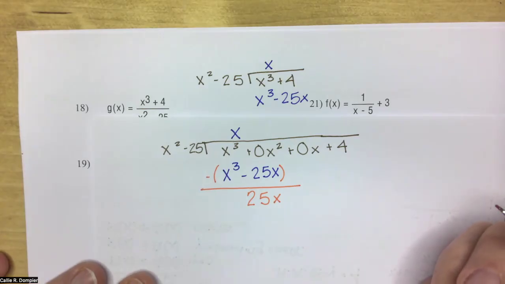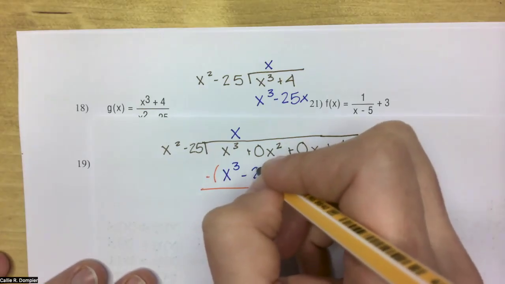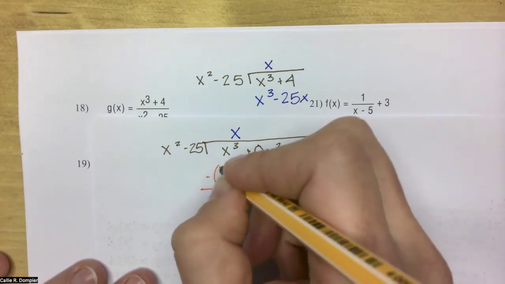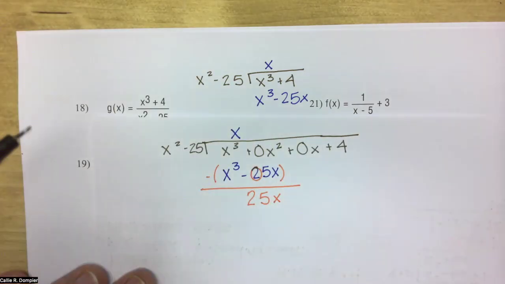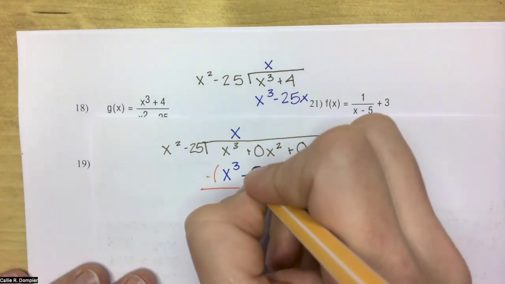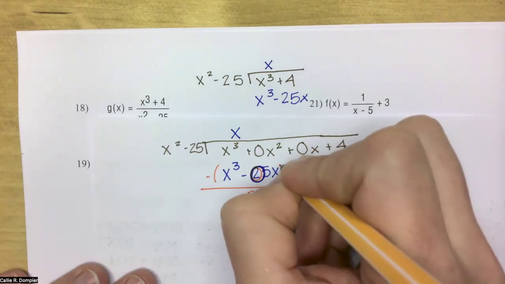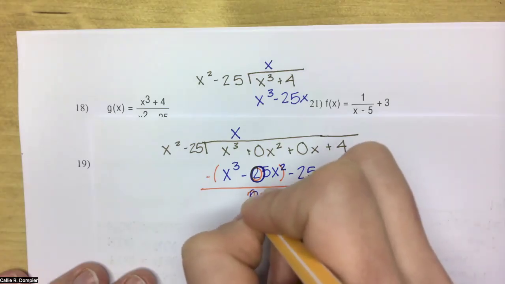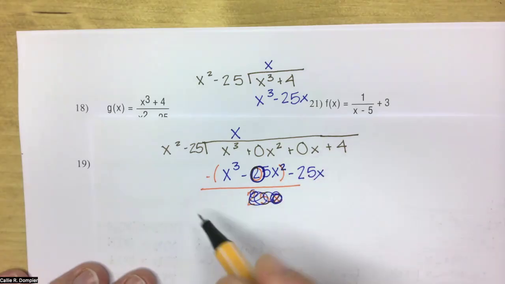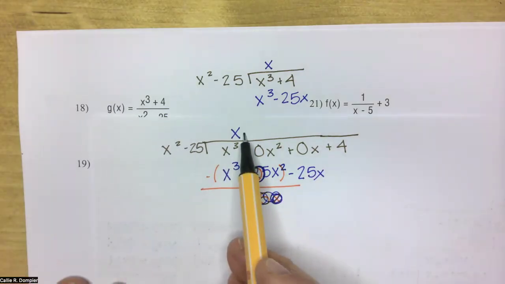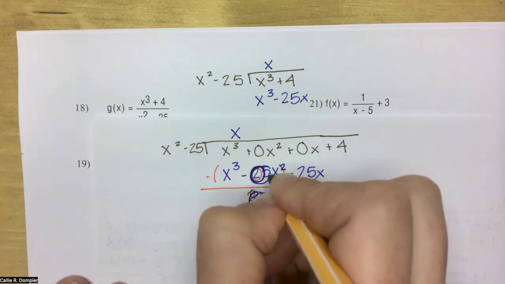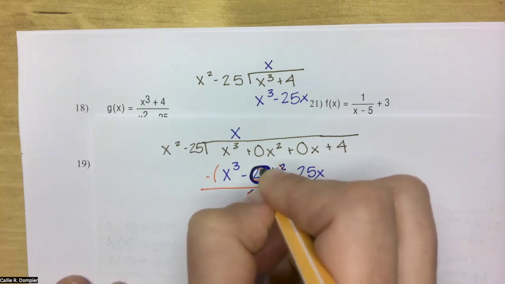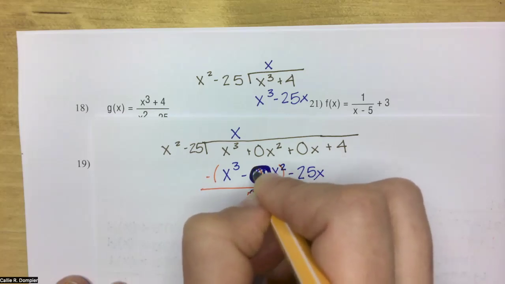Put that in the wrong spot too. Okay. Minus 0x cubed minus 25x. Right? So when I multiply negative 25 by x, I don't get any x squared. I think I called that cube too. I don't get any x squareds.